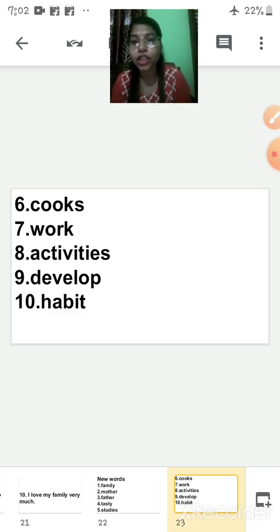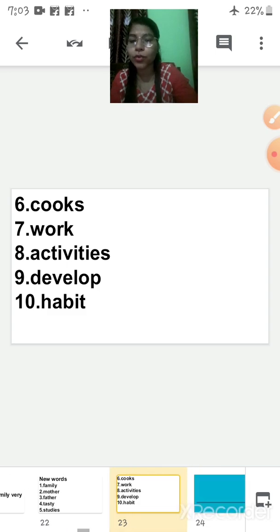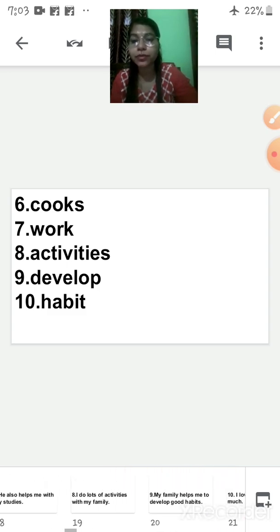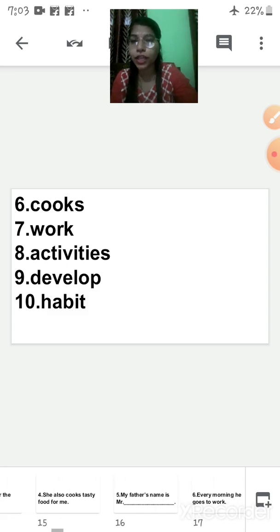These 10 new words you have to learn properly, children. If you learn these 10 words properly, it will be very helpful to you to learn the whole composition. So how will you learn the new words? You will write and learn. You have to write these 10 words in your rough notebook again and again till you learn them by heart.